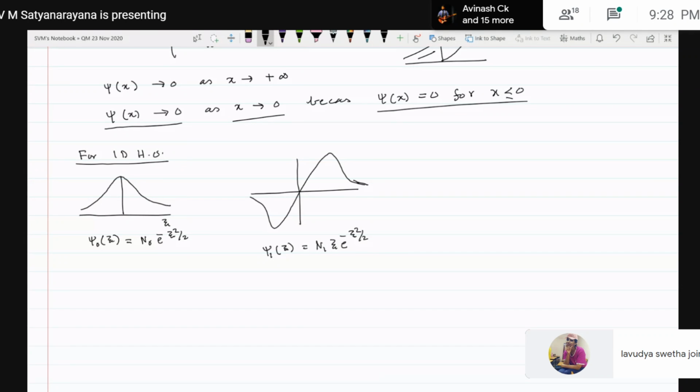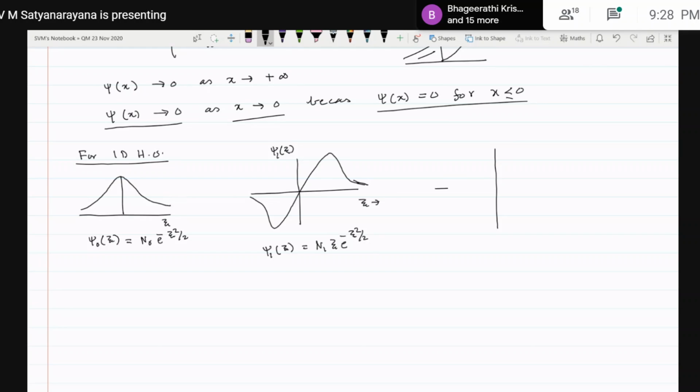So this is xi versus psi 1 of xi, and this is an odd function, as you can see. And the third, let me just draw one more. So psi 2 of xi, which is equal to n2 into the second Hermite polynomial into e to the minus xi square by 2. So you can see that this will have a form like this.